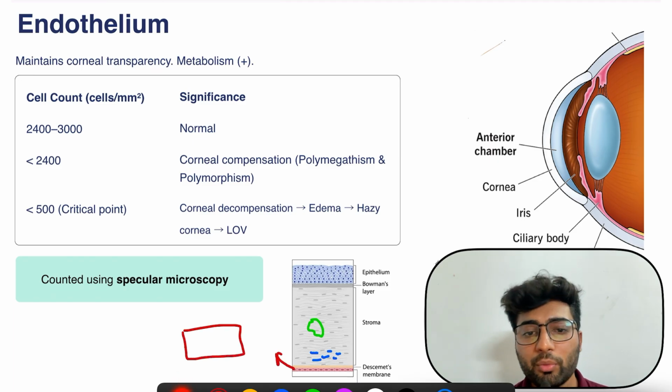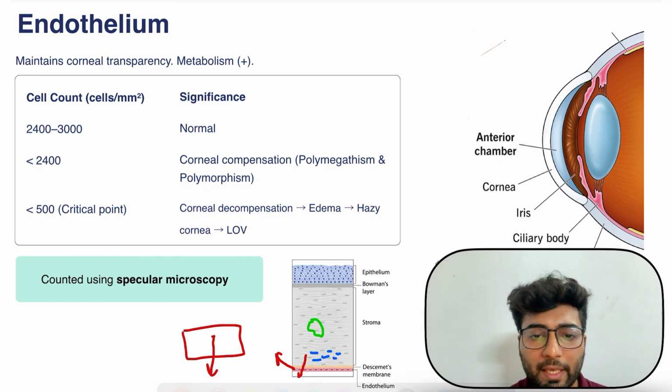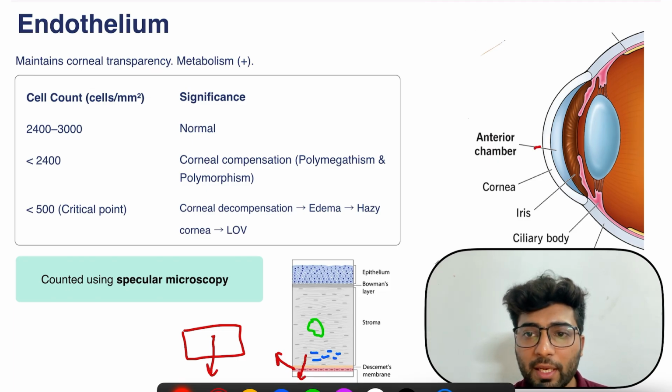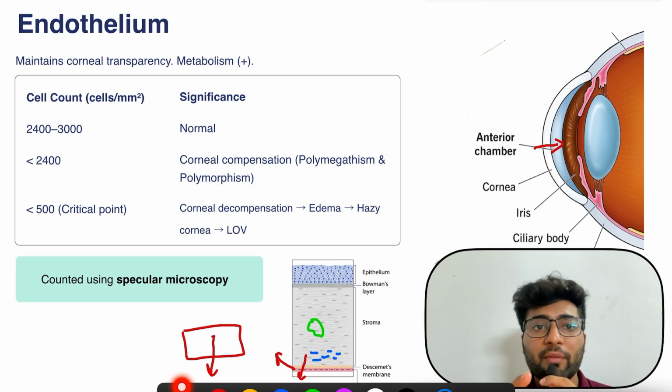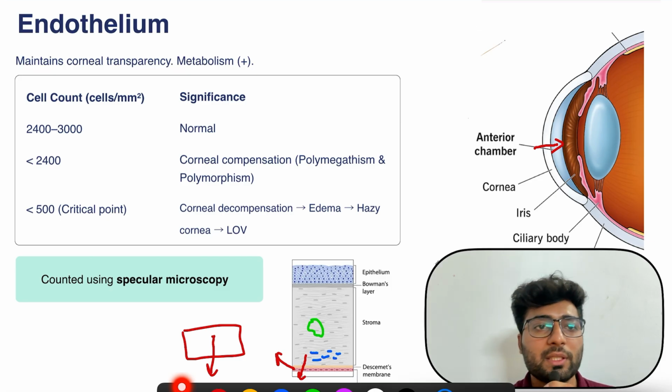They have a sodium potassium pump, so they'll throw the sodium out like this. The sodium will go, let's say, inside the aqueous chamber, and the water will also follow this sodium. So this endothelium has a sodium potassium pump, which is responsible for maintaining corneal transparency. The most important layer responsible for maintaining corneal transparency is the endothelium.